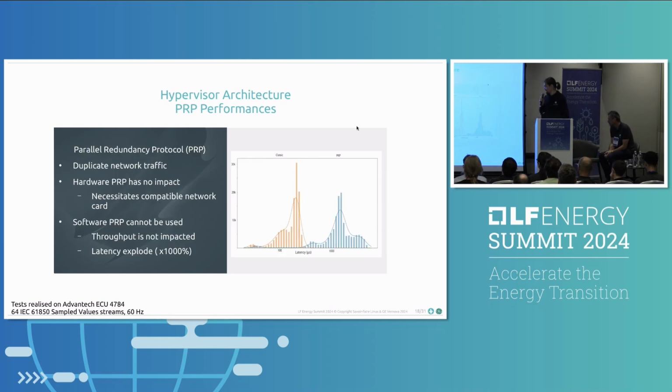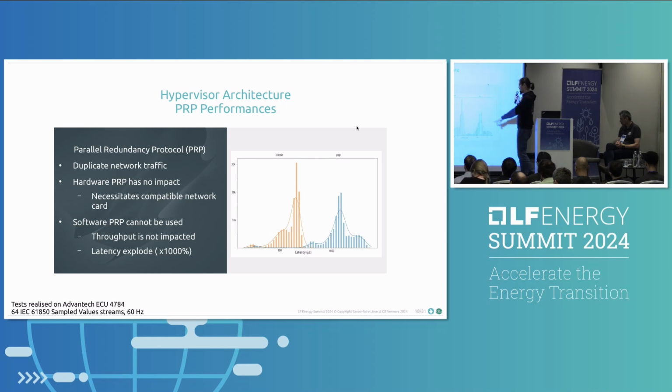The next performance test that we do is about PRP, so network redundancy. That's Parallel Redundancy Protocol. We test two things: hardware PRP, which necessitates a specific card, and software PRP, which is handled by the Linux kernel. Hardware PRP is good in terms of latency and throughput, no problem with that, but you need a dedicated card. Software PRP could be a good idea because when you only look at the throughput, the number of streams you send, you don't have any impact, everything is received well.